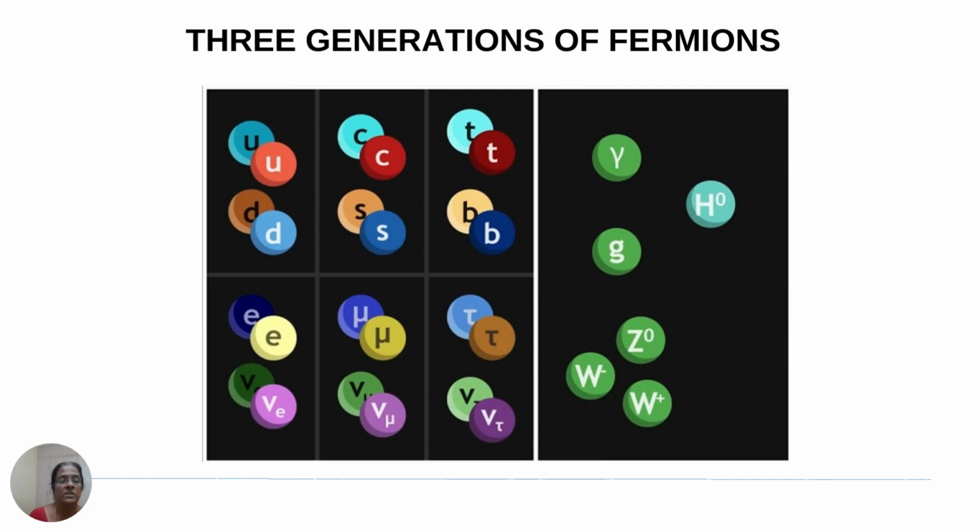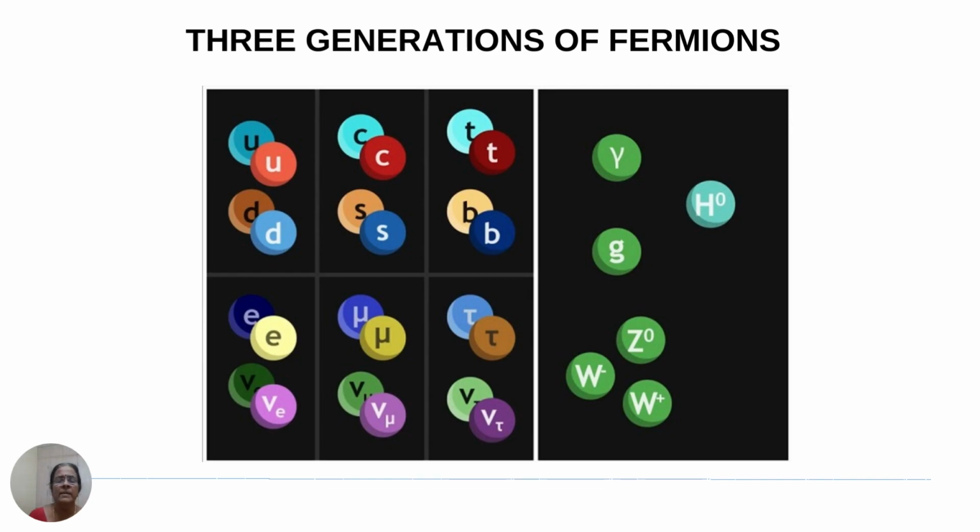To each first generation particle, two more particles are added. To an electron, muon and tau are added. For the electron neutrino, muon neutrino and tau neutrino are added. For the down quark, strange and bottom quark are added. And for the up quark, charm quark and top quark are added. All these 12 particles, or fermions, have no internal structure. But the second and third generation of particles are not stable, they are weak. As soon as they are formed, they decay to the first generation of particles.